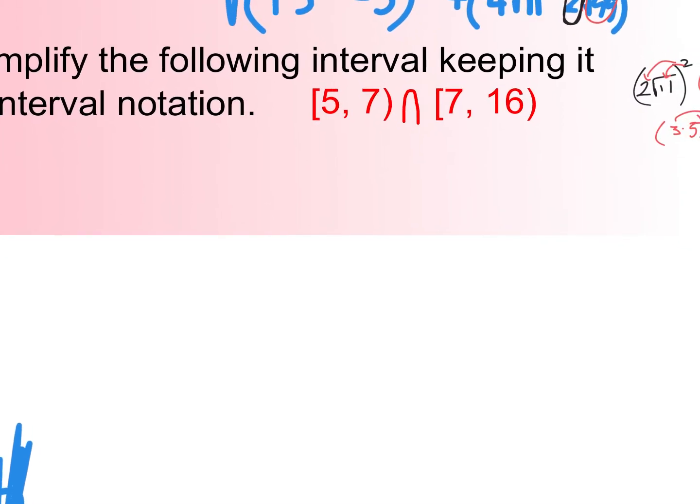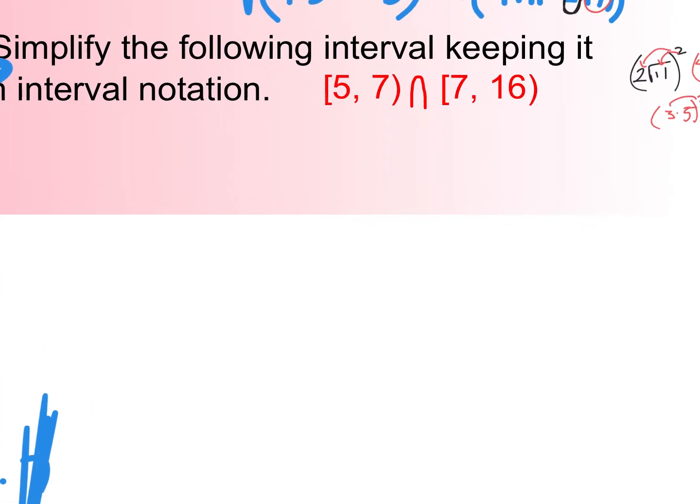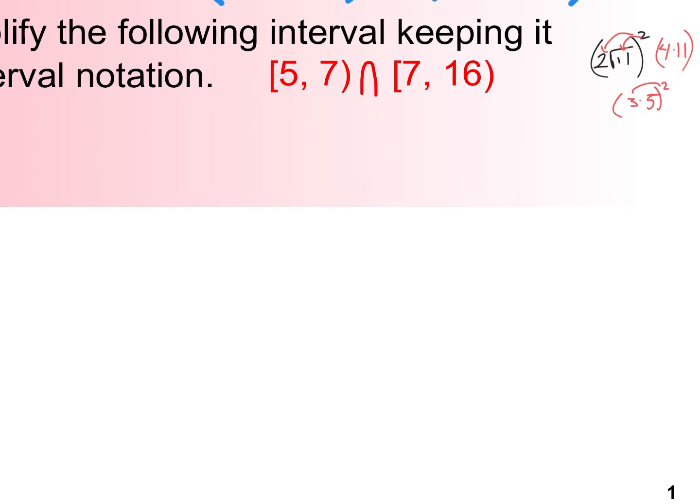Simplify the following interval by keeping it in interval notation. Well, why can't I just leave it the way it is? Because put it on a number line quick. Everybody take a second and put that on a number line. I'm telling you, I know what your test is like. Trust me then when I give you good ideas. Always take problems like this and put them into a number line first.